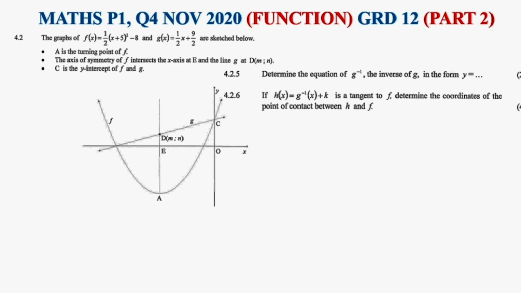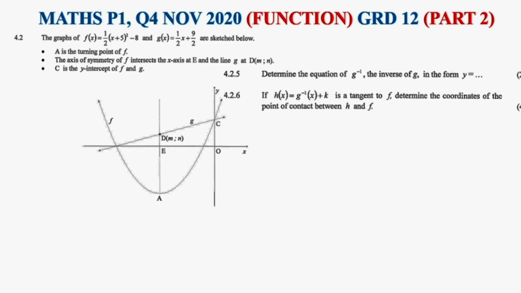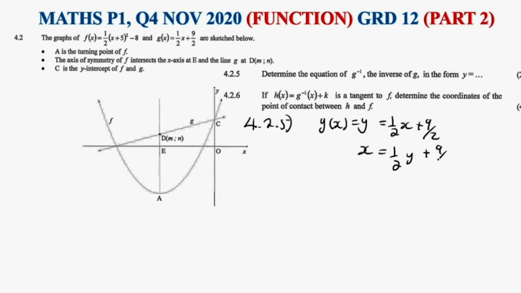All right, so we are going to come here. Okay, here we are. Here we're going to say 4.2.5. They're asking us for g of x, which is equal to y is equal to half x plus 9 over 2. Therefore, when you find an inverse, we need to swap x and y. Simple and straightforward, guys. If you stick to the basics, really there is nothing confusing here. We swap x and y.